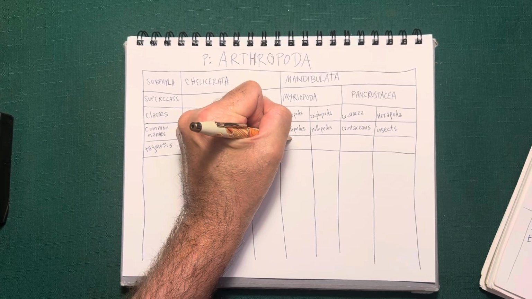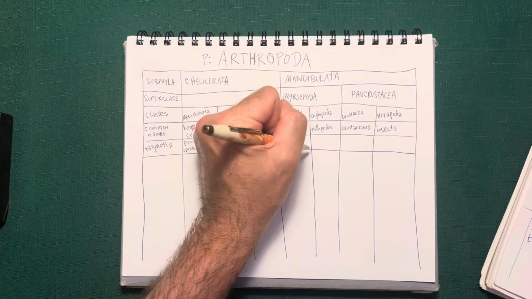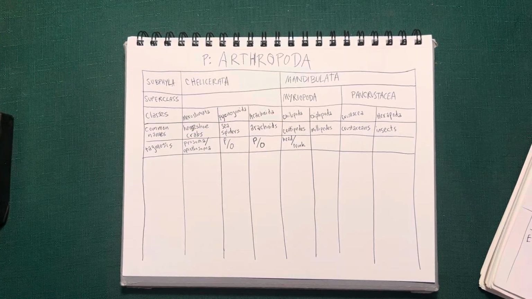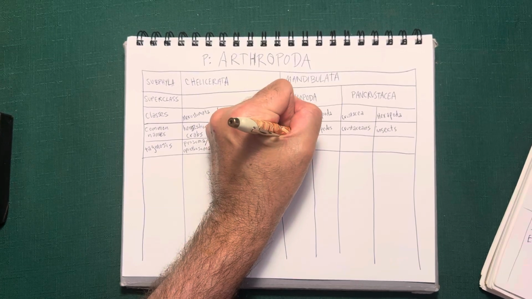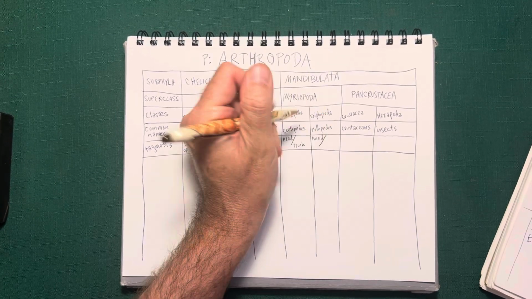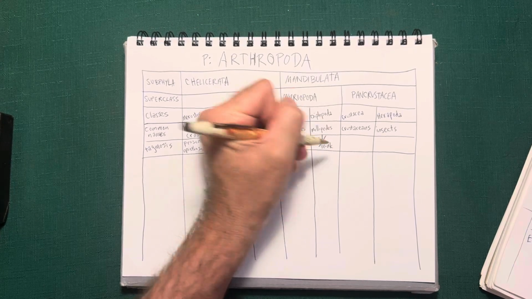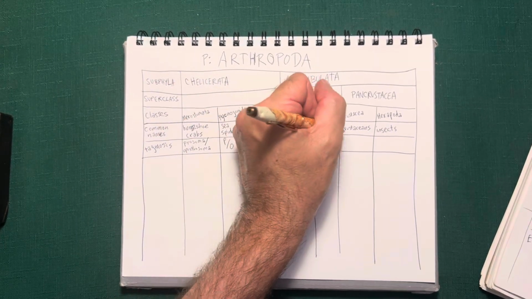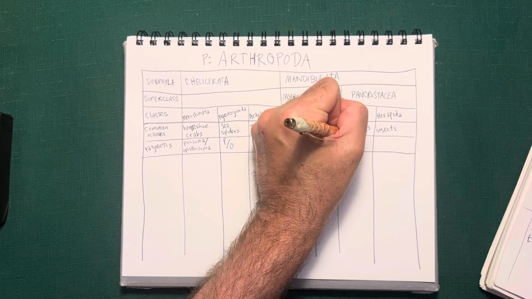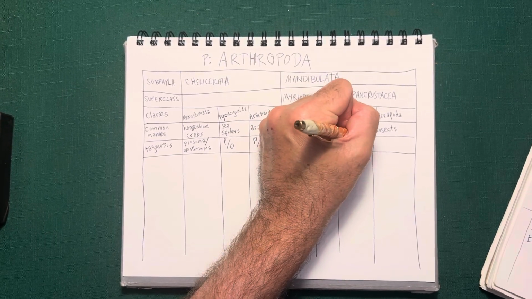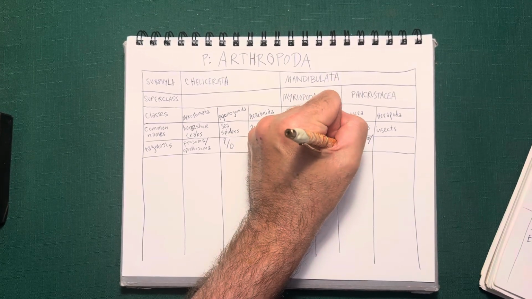Centipedes, they have a head, and then they have a number of other segments. We just refer to those collectively as the trunk. The same is true for millipedes, head and trunk. Crustaceans, they do have a cephalothorax and an abdomen.